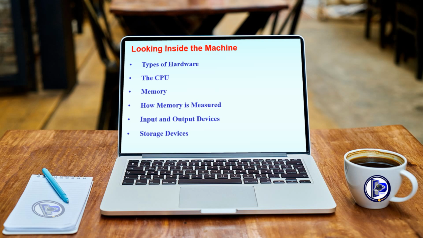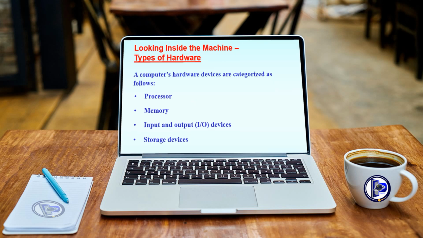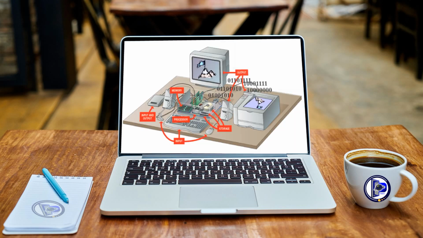Types of hardware: the CPU, memory, how memory is measured, input and output devices, storage devices. A computer's hardware devices are categorized as follows: processor, memory, input and output devices, storage devices. These are all the hardware devices we are concerned with as far as looking inside the machine.